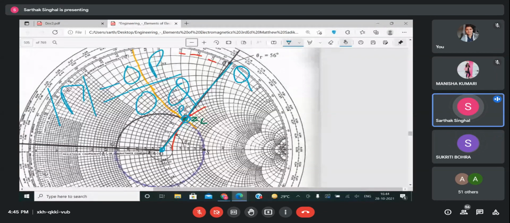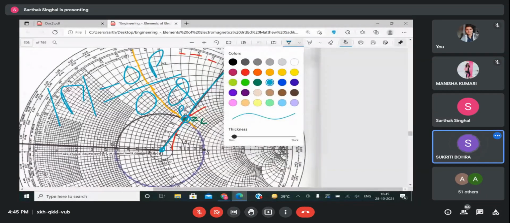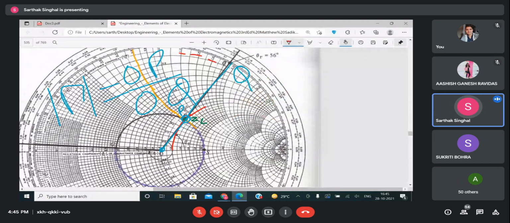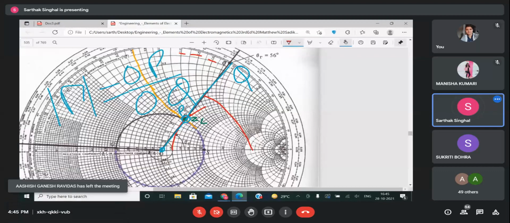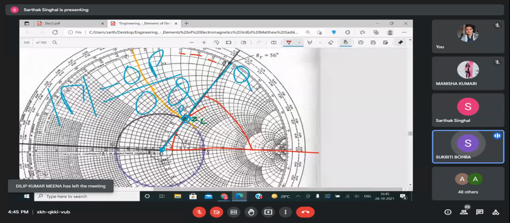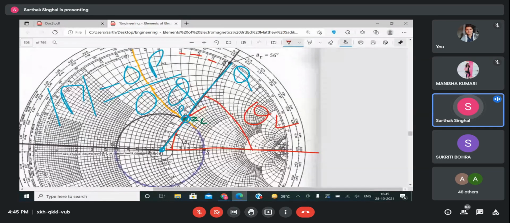Now what is left? For the reflection coefficient, we have calculated the magnitude. Now what about the angle? The angle will be this angle from this circle. This is your theta L, that is your phase shift due to the load impedance. Is this clear?